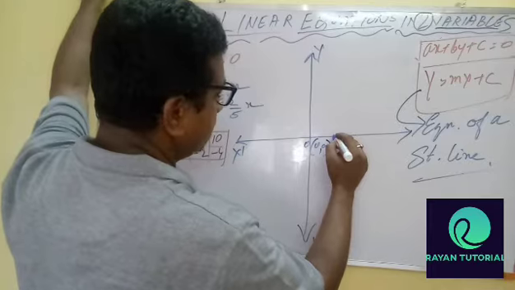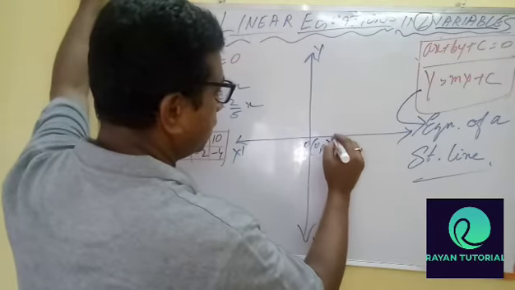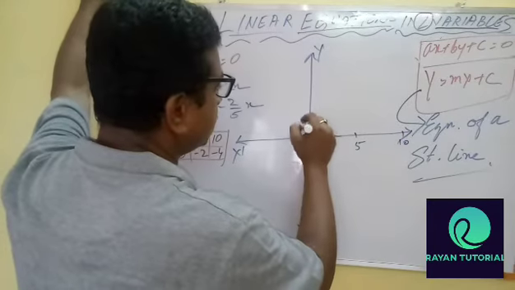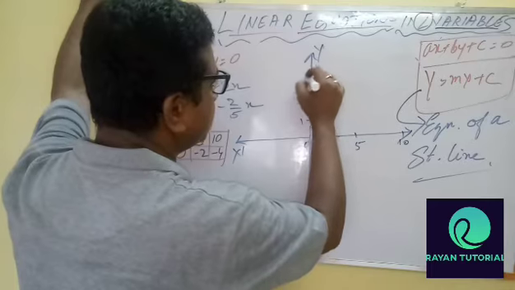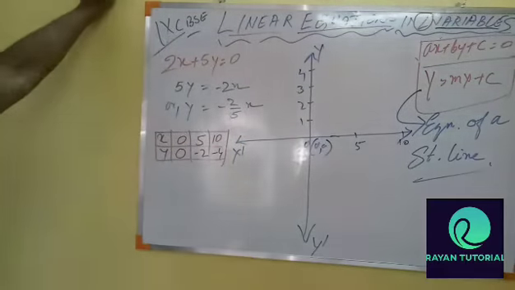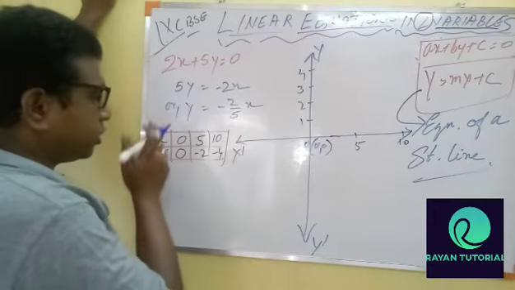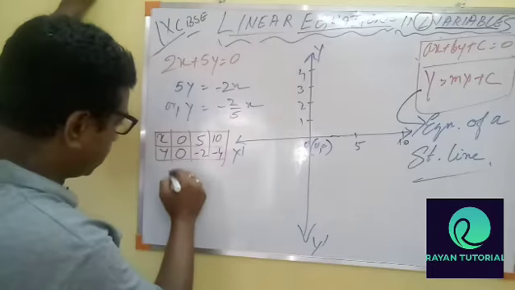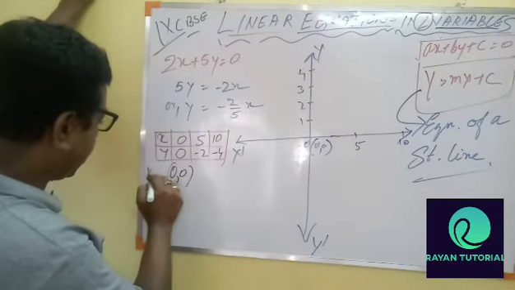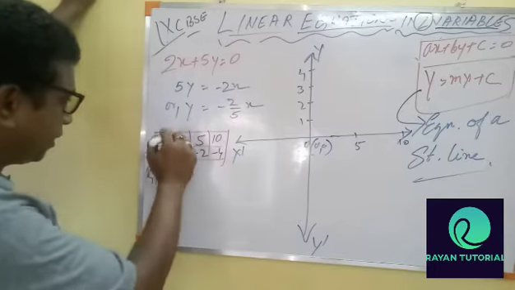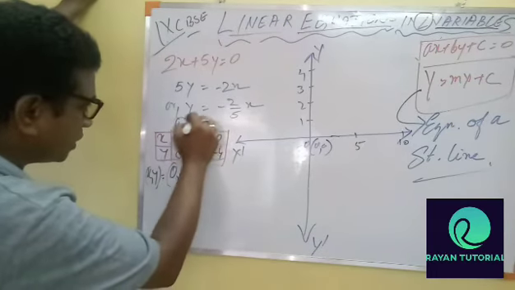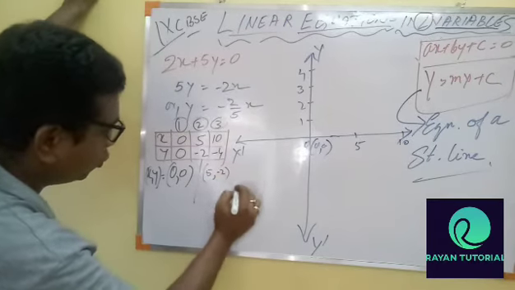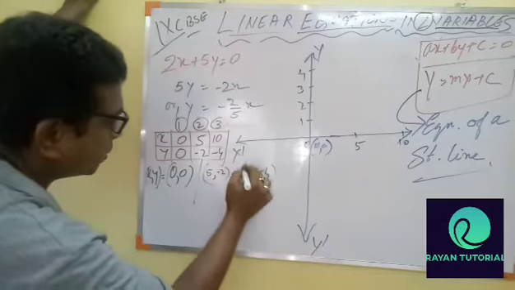Suppose this is 5, this is 10, this is 1, this is 2, this is 3, this is 4, and so on. Now x equals 0, y equals 0. That means (0, 0). So what are the solutions? (0, 0). Here x comma y equals, I am getting, this is solution set 1, solution set 2, solution set 3. Or (5, -2), or (10, -4).